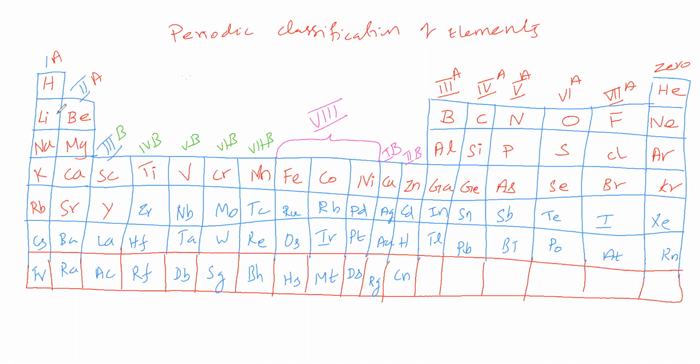Now this vertical column is called a group. The first group is 1A. This beryllium family is called 2A. This copper family is called 1B. Iron family, cobalt family, nickel family together are called the 8th group. A, B we need not give. Then this carbon family is 4A, like this.